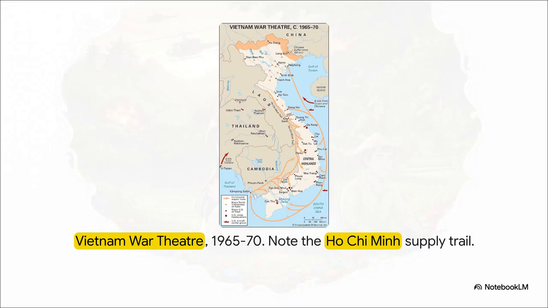And the geographic scale of all this, it was absolutely immense. The partitioned borders were really just the tip of the iceberg. Think about the Ho Chi Minh Supply Trail. These vital communist supply routes stretched deep through neighboring Laos and Cambodia. So this fighting wasn't neatly contained to just one country. It spilled over borders and essentially turned the entire Indochina region into a massive, heavily contested war zone.